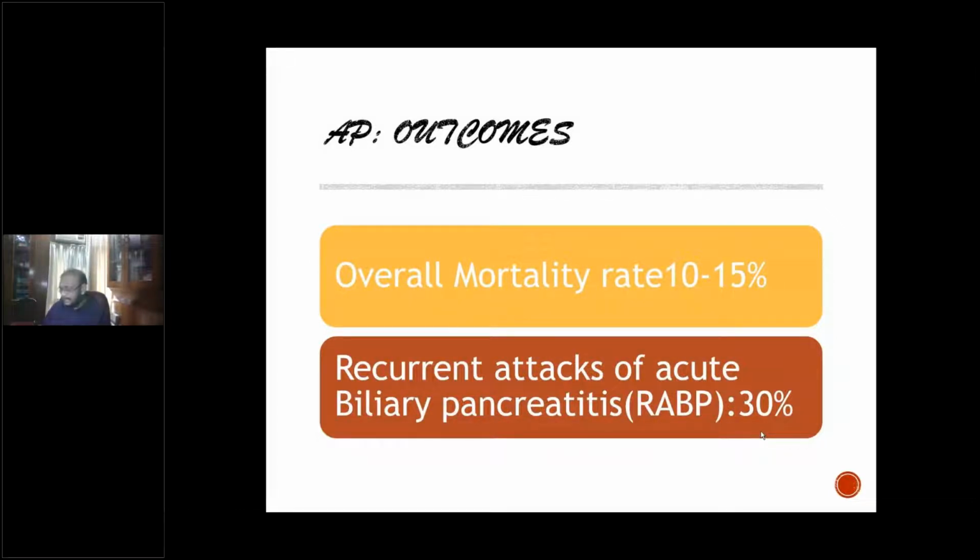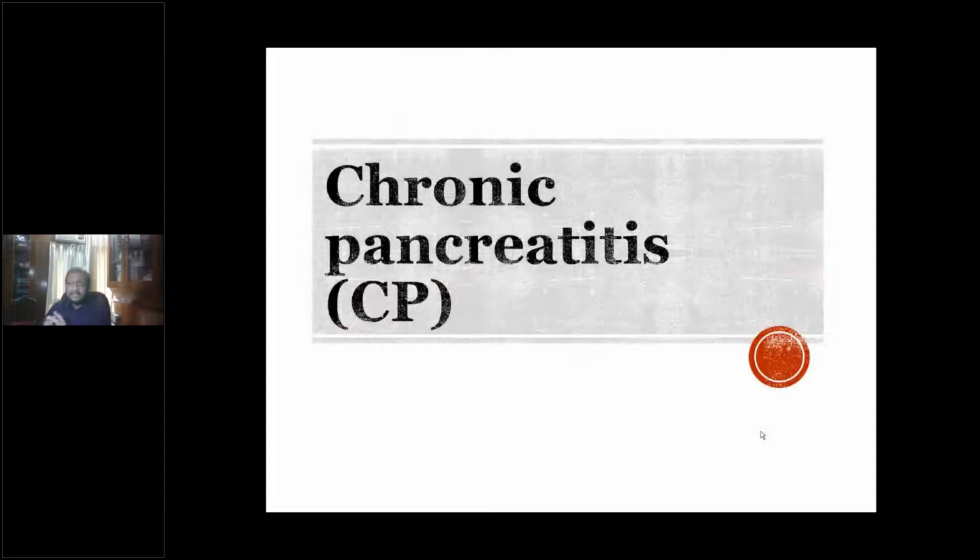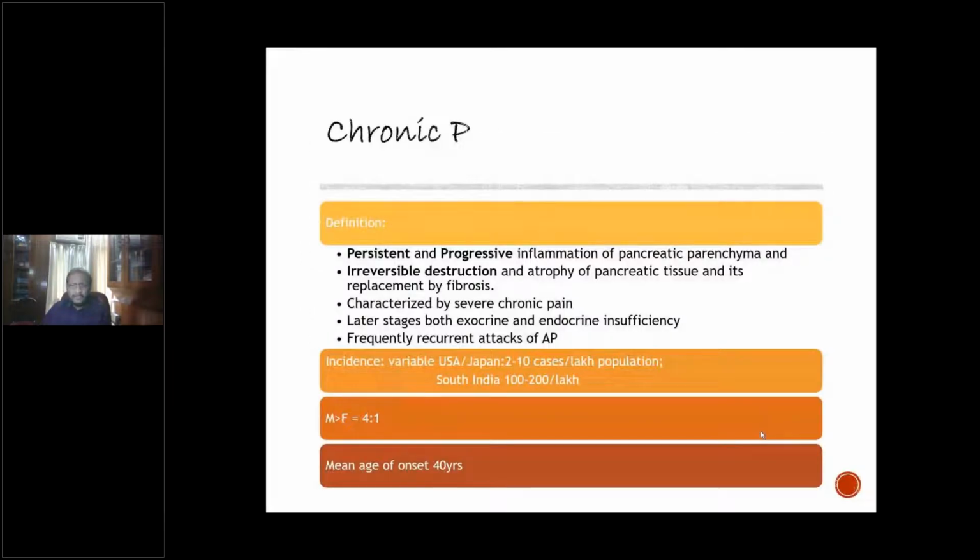Now, coming to chronic pancreatitis, the definition is very important. Look at these words: persistent, progressive inflammation of the pancreatic parenchyma. What else is required for the definition? It is an irreversible destruction. If you remember the definition of acute pancreatitis, what did you say? Reversible inflammation, right? Here it is irreversible destruction.